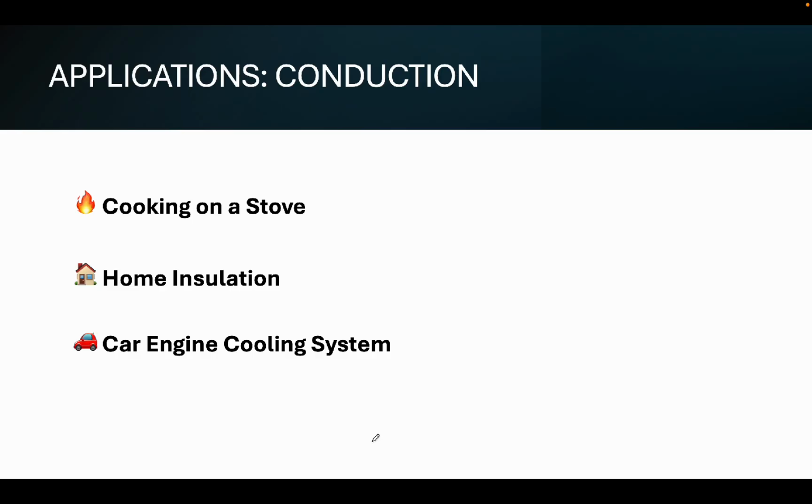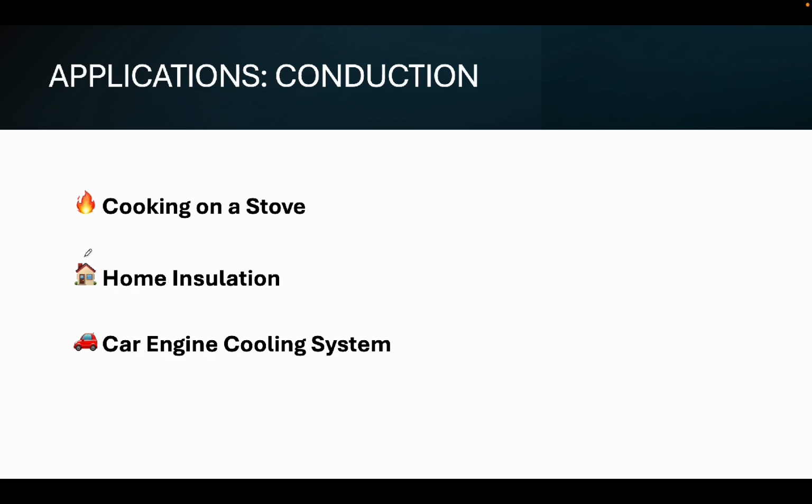Now the applications. Let's go to the applications. For conduction, the first one is cooking on a stove. When a metal pan is placed on a stove, the heat conducts from the hot burner to the pan and then to the food. So why conduction? Why is this an application of conduction? It's because metal is a good conductor, so it allows the heat to transfer efficiently.